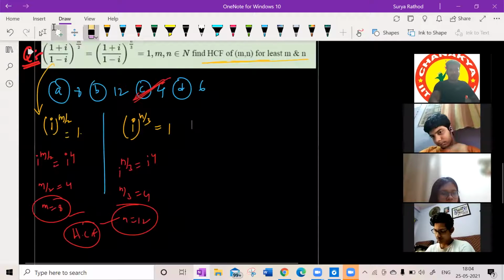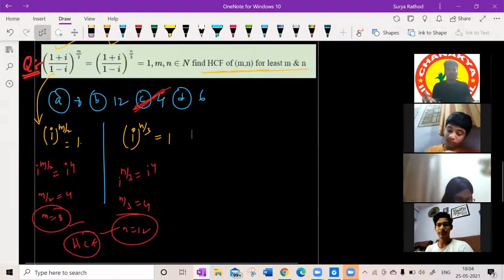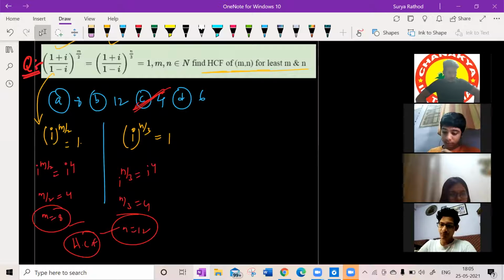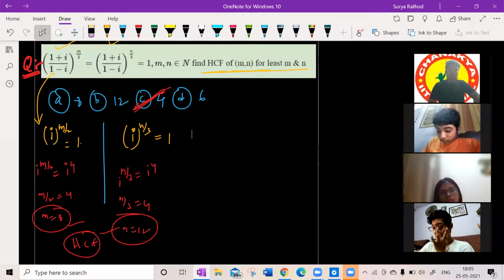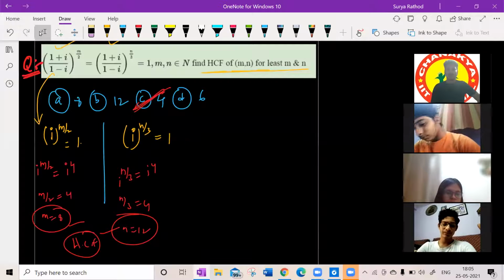Please make a copy, make a note of this, or you can take a screenshot. Without wasting time, take a screenshot, we'll move forward. Clear? Yes or no? Done? Tanvi, did you understand that? Yes, sir.